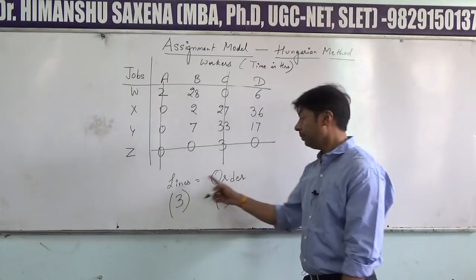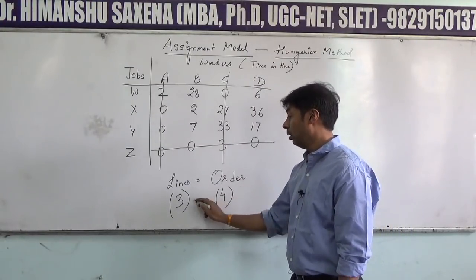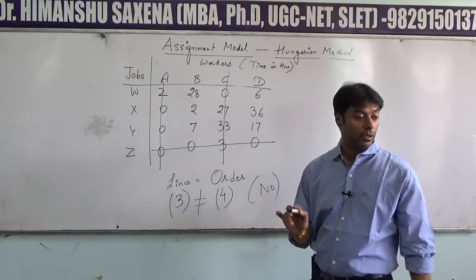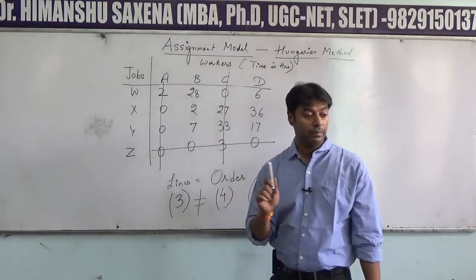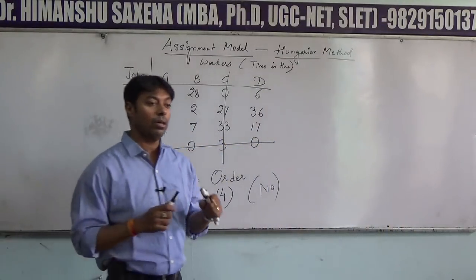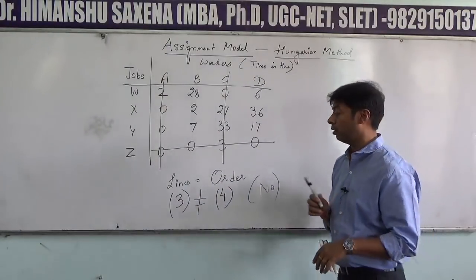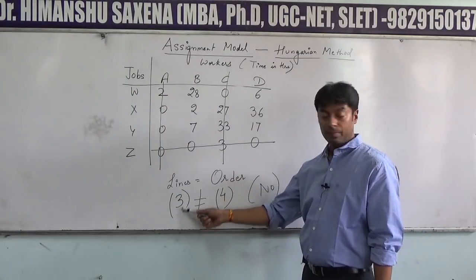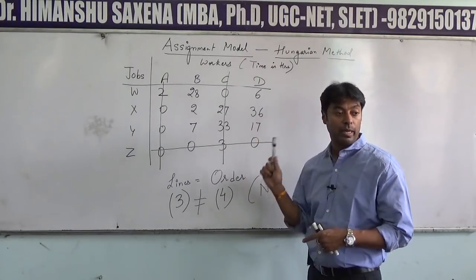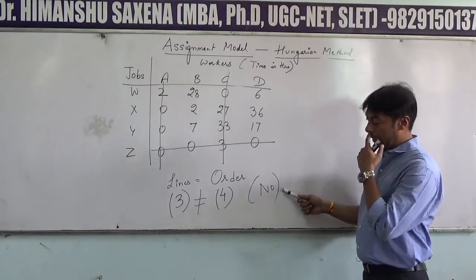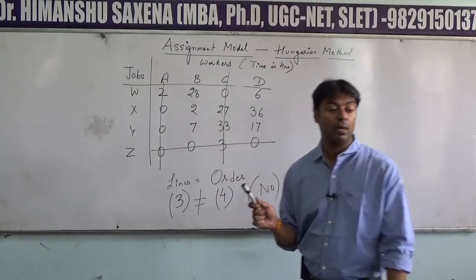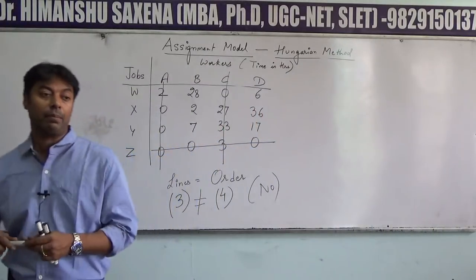Now the lines are 3 and the order says 4. So are they equal? No. They are not equal. So that was our condition, which you were supposed to check: whether the number of lines and the order are equal or not. The number of lines is 3 and the order is equal to 4, since there are 4 rows and 4 columns. Since the condition is not satisfied up till here, you'll have to take down another step. Please take down step number 5.